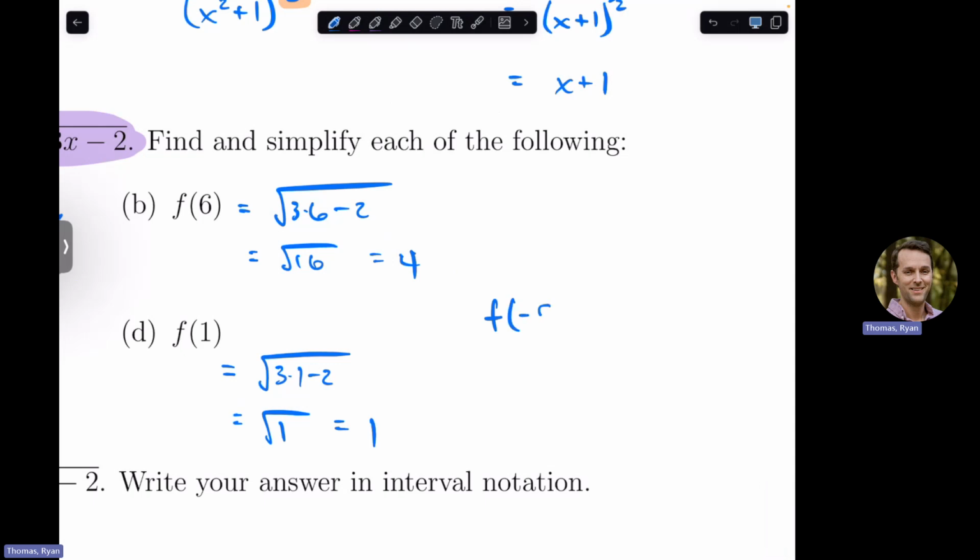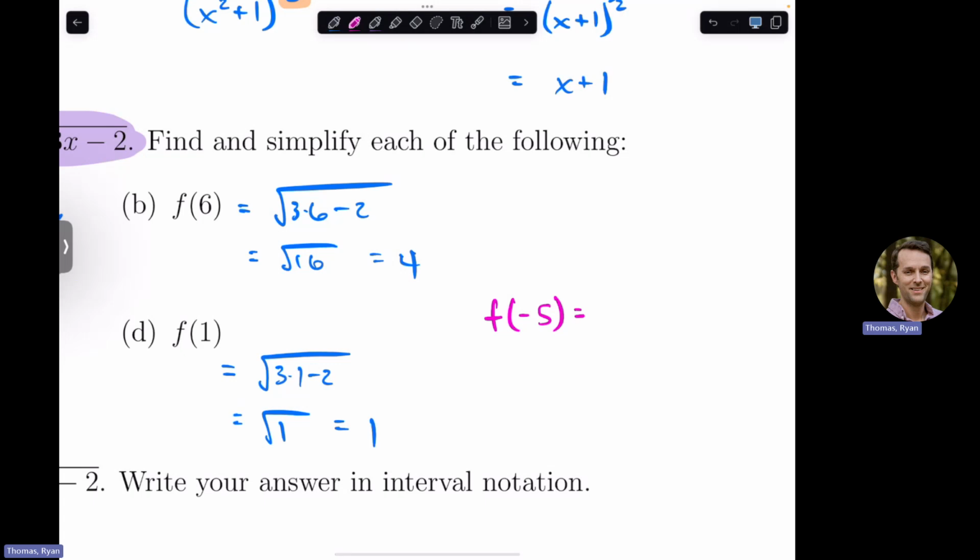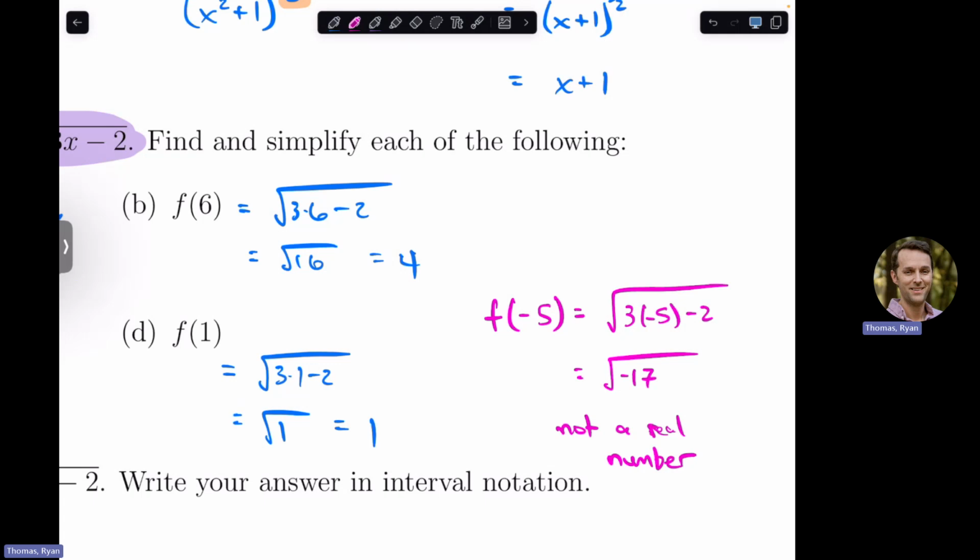What's f of negative 5? The square root of negative 17, which is not a real number. So what we're sort of building up to see is that this is not a real number.